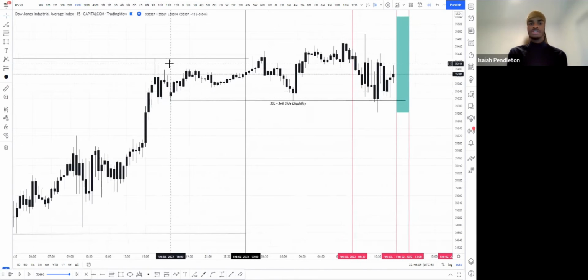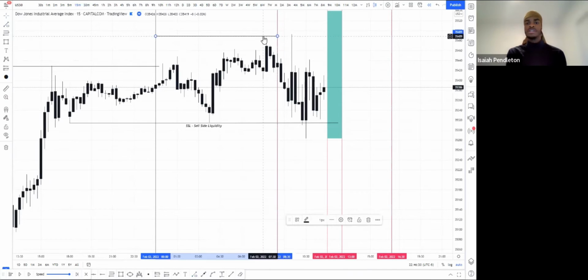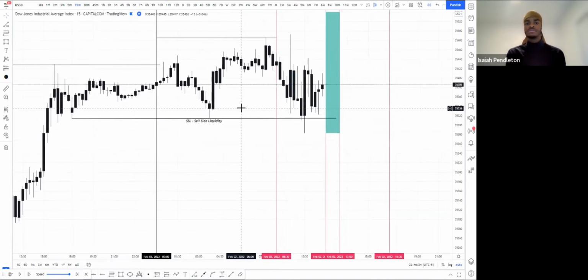So right here, I seen that there's, like I said, sell side liquidity. And then I seen on the side here, since there were no equal highs that were created, I seen this swing high that was created right here in this area.